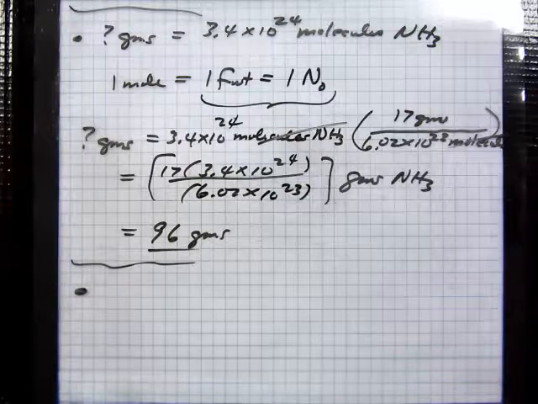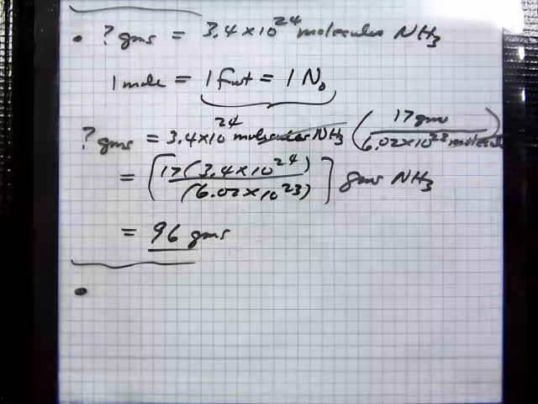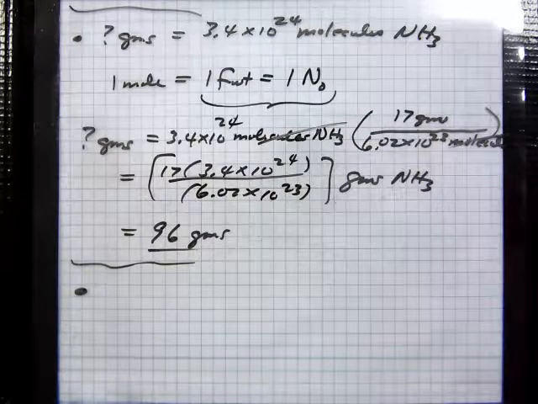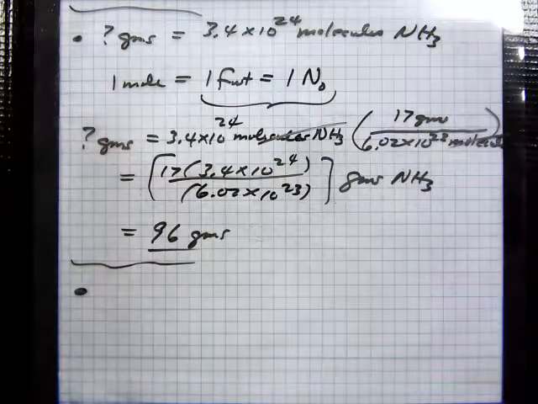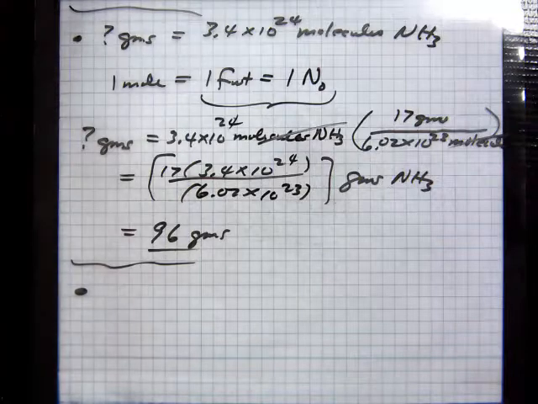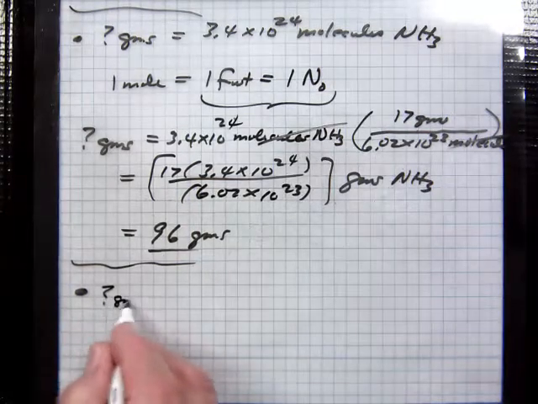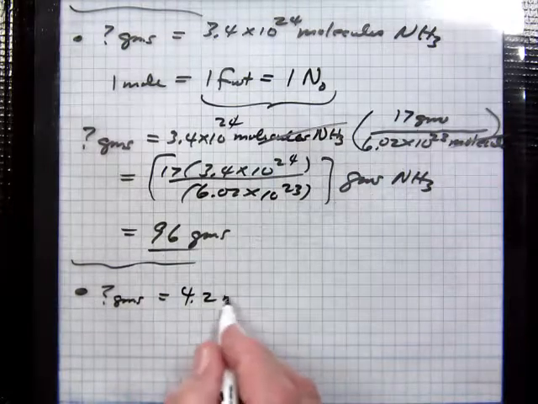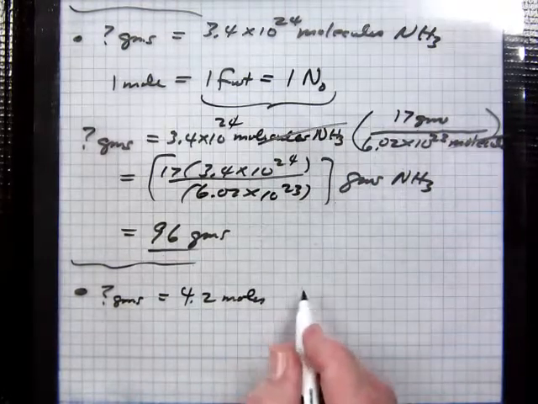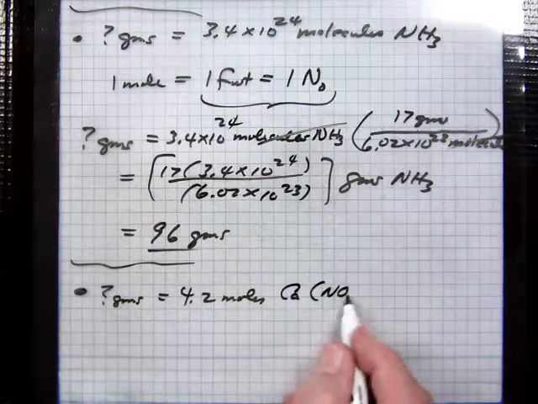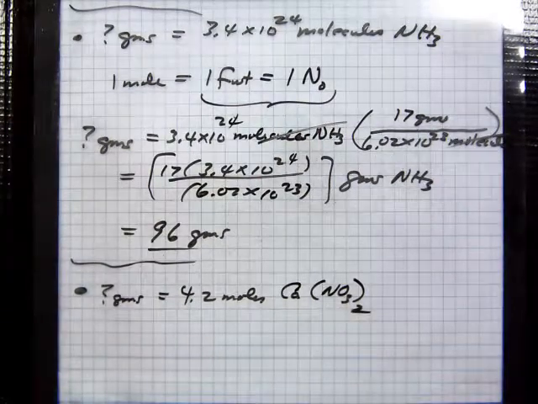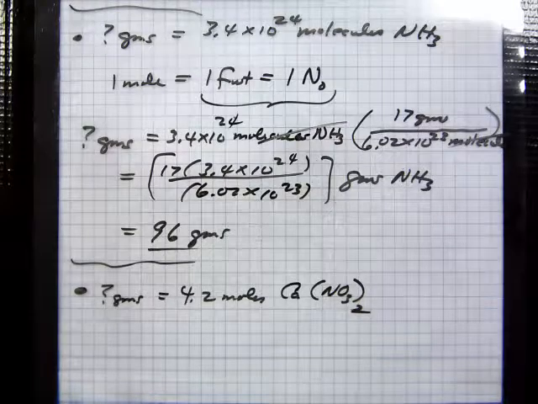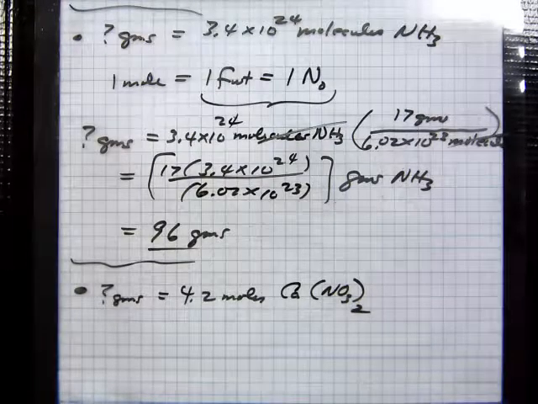How much does 4.2 moles of calcium nitrate weigh? Well, here's where you multiply moles given times formula weight, and that gives you the grams. So how many grams is equal to 4.2 moles of calcium nitrate? I didn't do the formula weight.